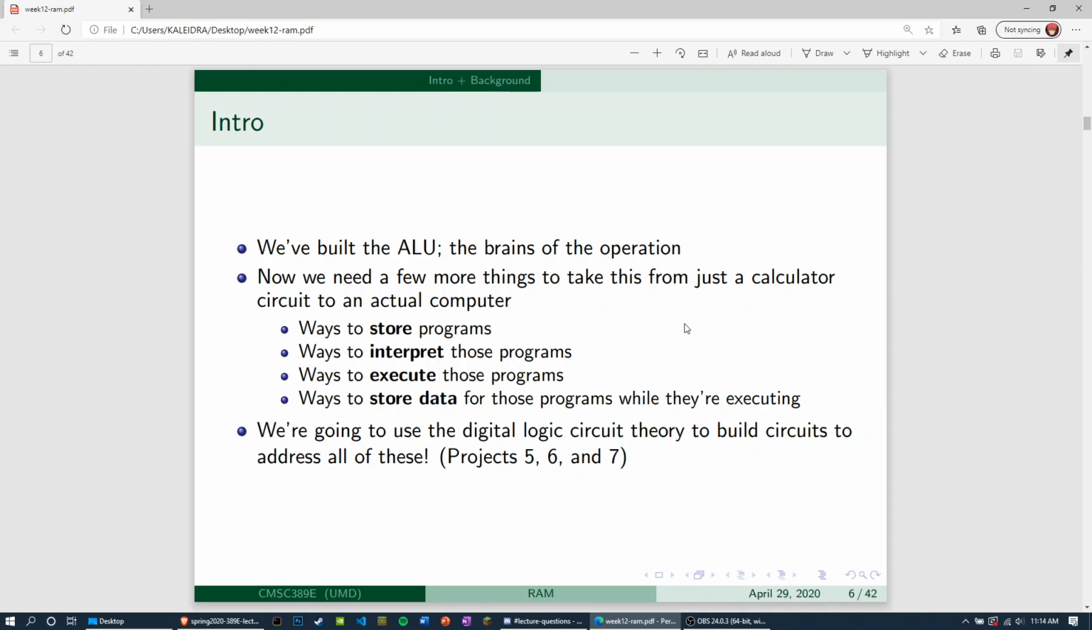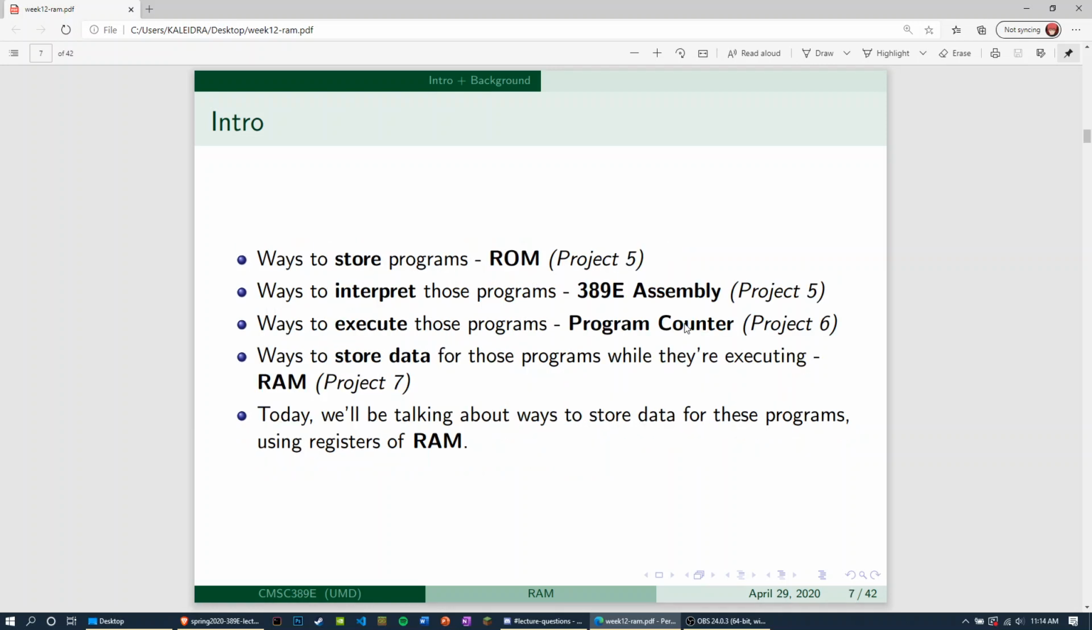So the deal here is that we are going to build that fourth bullet point. That is what we'll be creating. So again, just a quick review. The project numbers might be off here. Actually, no, they look just about right. And today we'll be talking about ways to store data for these programs using registers of RAM, right?